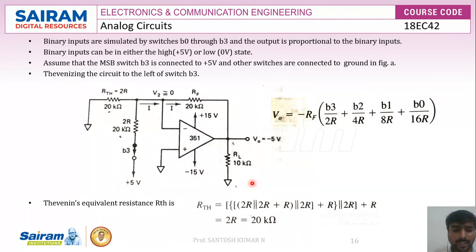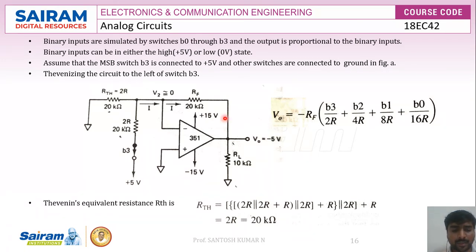In the sense it requires only two sets of precision resistors, that is the values R and 2R. As the disadvantage, it requires more number of resistors compared to the previous one, that is, binary weighted resistors, and is more difficult to analyze. When we compare this particular R-2R circuit with the binary weighted resistors, the number of resistors required for this circuit will be very large.